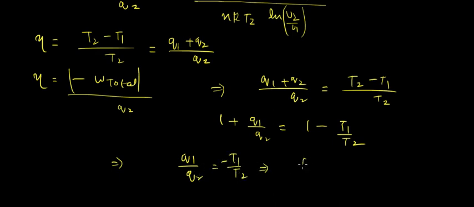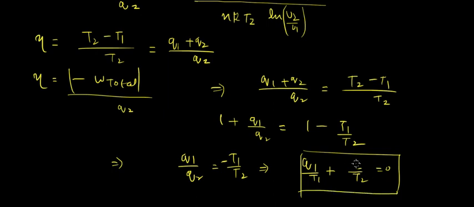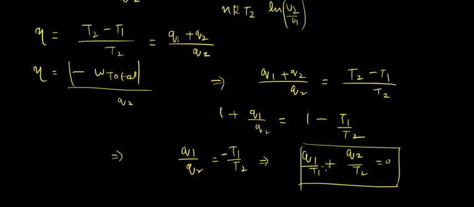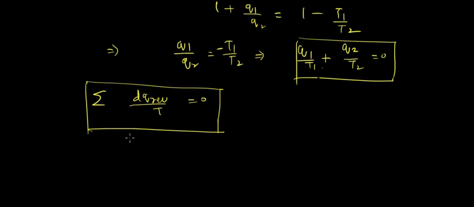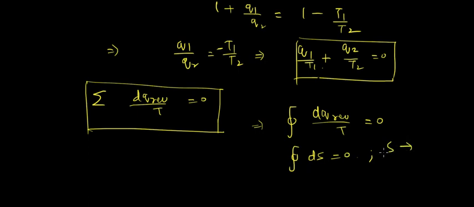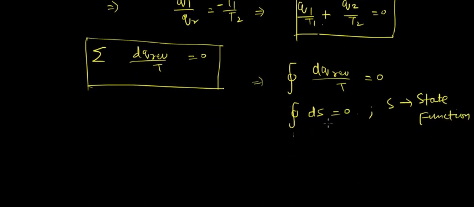So this is a minus sign here. So Q1 upon T1 plus Q2 upon T2 would be 0. Okay, from this equation we can write this. Okay, or we can write that sigma of dq reversible by T is 0. Okay, and similarly closed integral of dq reversible by T is 0, and dq reversible by T can be written as closed integral of dS, which can be written as 0. And this should be the case because entropy is a state function. Okay, and as dS is equal to dq reversible by temperature.